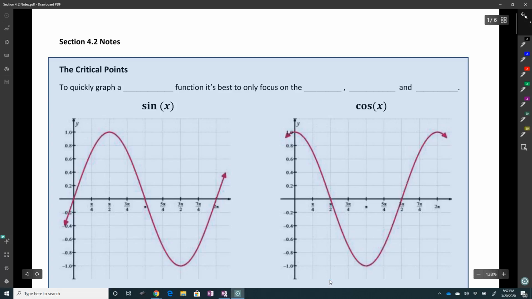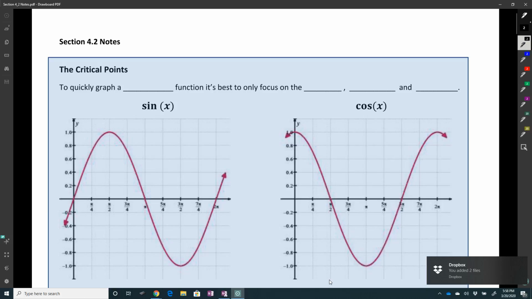All right, so we're starting with section 4.2, and this one's not too bad. But anyway, let's get started. So we're going to start with how to plot sine and cosine, but this time we're going to do it a lot more quickly instead of the forever that it took us a couple weeks ago.